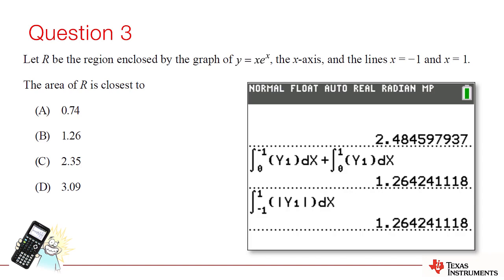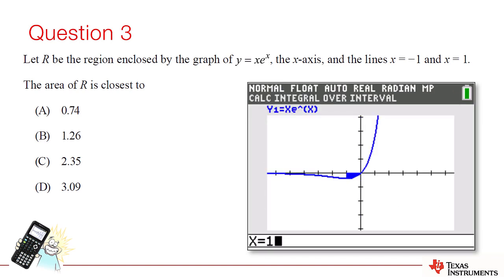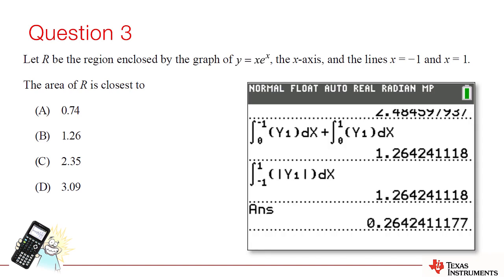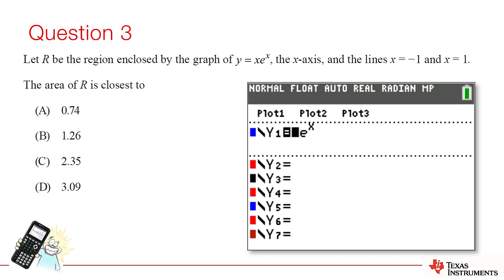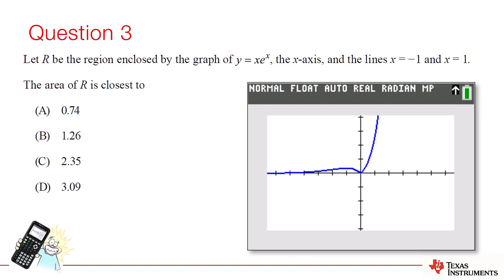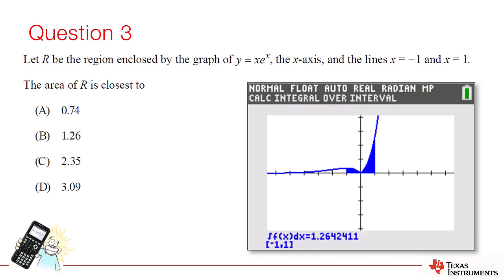Use the calculator home screen to save these calculations. Then, when you're done, add the two results together. Alternatively, you can graph the absolute value of our function and then determine the area directly with one integral. Our answer is option B.